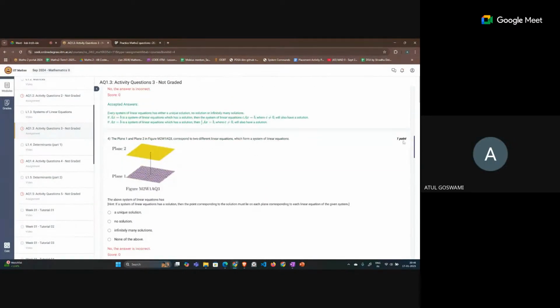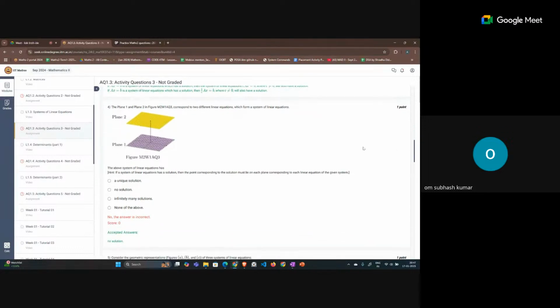Any other question from the activities? Question number 4. The plane 1 and plane 2 in the figure correspond to two different linear equations which form a system of linear equations. Are these parallel? Yes, they are parallel. Then there is no solution.